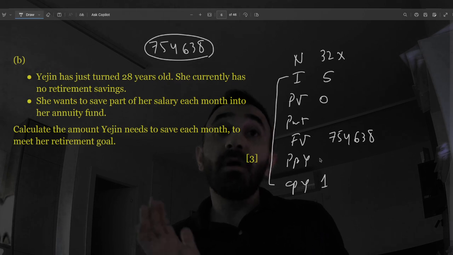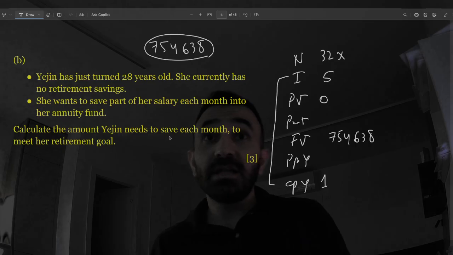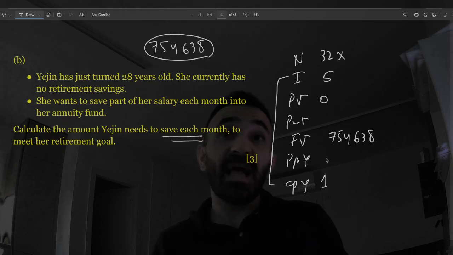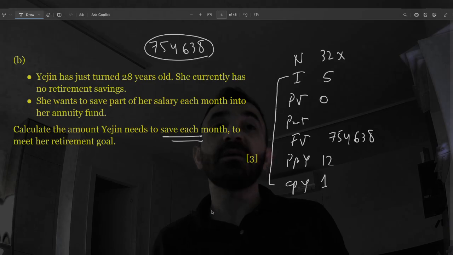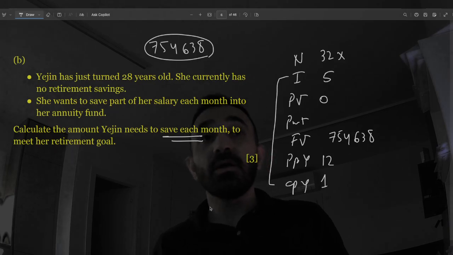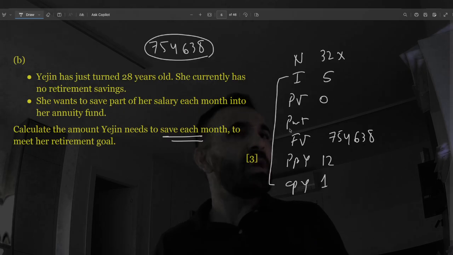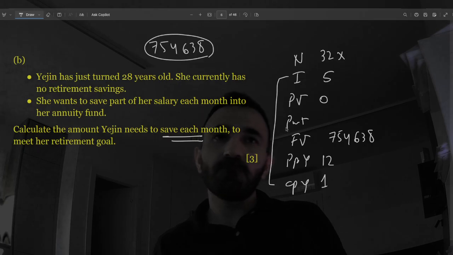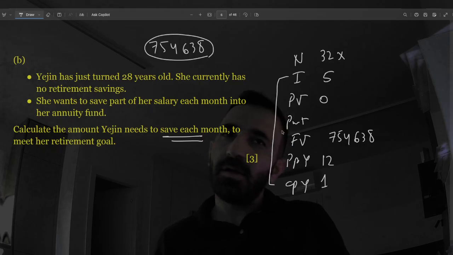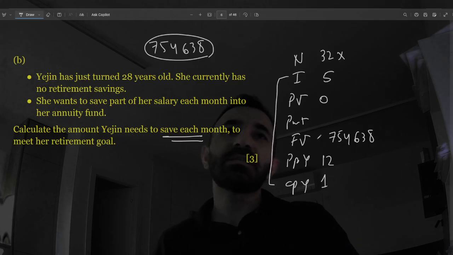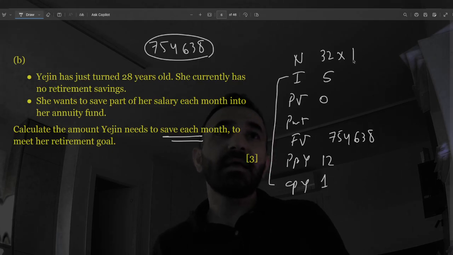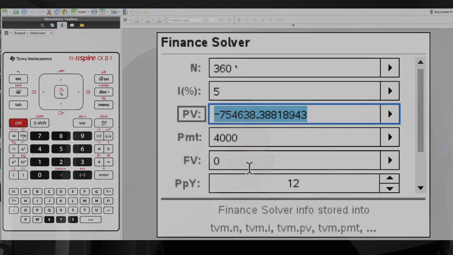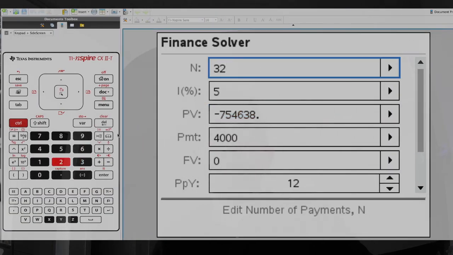I'm going to put monthly payments. She needs to save each month, so I'm going to have monthly payments. PPY is going to be again 12. So what is the value of PMT? First of all, do you expect PMT to be positive or negative? I would say negative, right? Because you are investing money, you're giving money to the bank. So let's put all of these values into the calculator. 32 times 12.